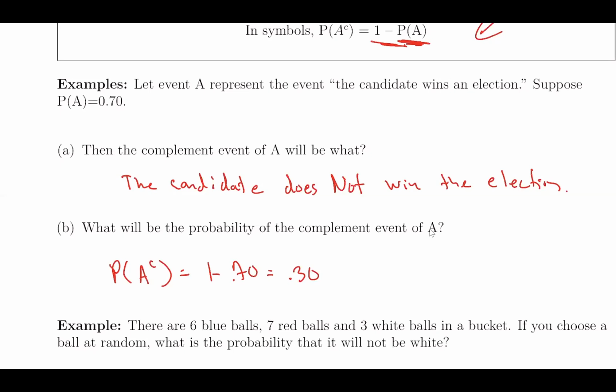And if you look at that, if I get the probability of A and the probability of the complement of A, they add up to 1 because 0.7 plus 0.30 gives me 1 or 100%. Everybody go for the last example.